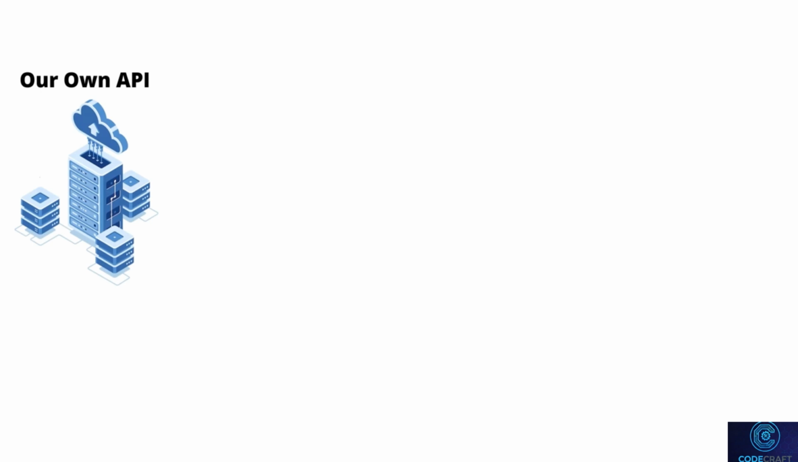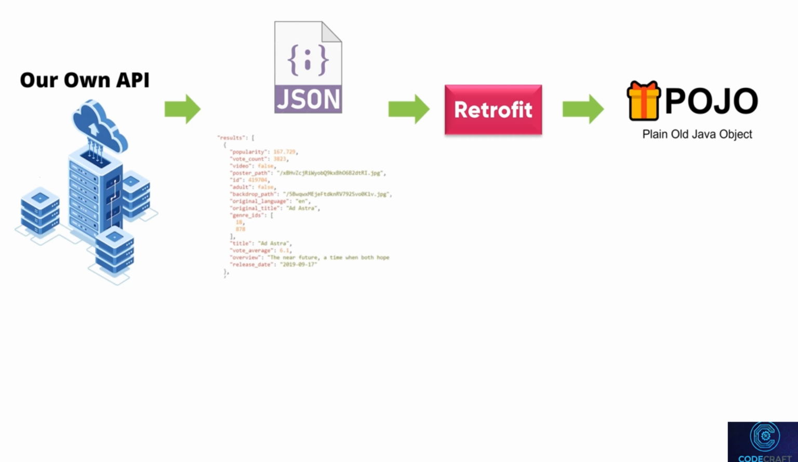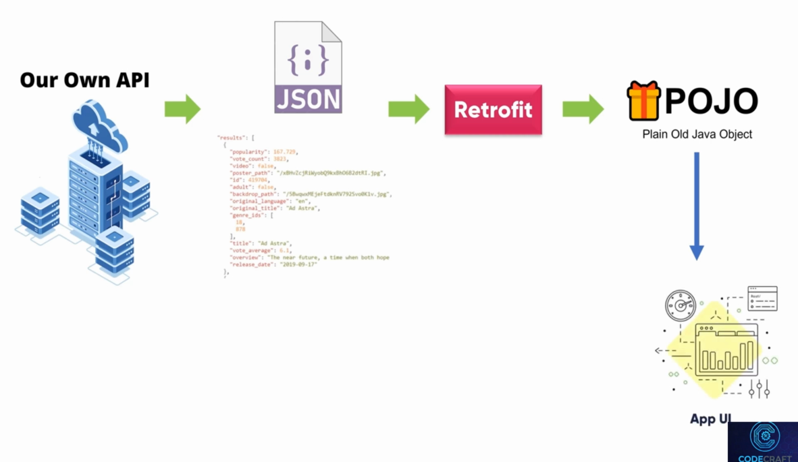First of all, we'll create our own API that fetches the data from our own database, which we'll also create in MySQL. Then we're going to fetch the data and the response in a JSON format. And using Retrofit, we're going to transform this JSON response to plain old Java objects. And these objects will be displayed in the app UI. This is our mission. So I want you to focus with me because it's a very important application we're going to build together.